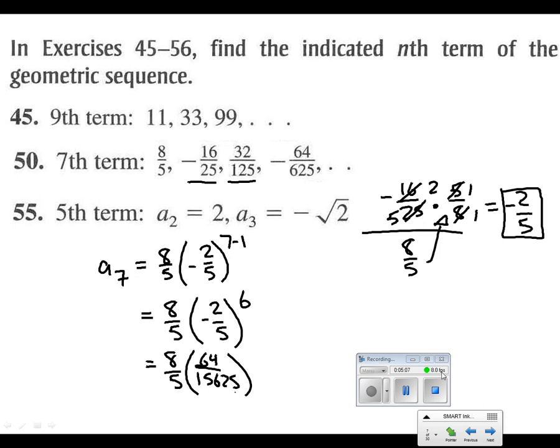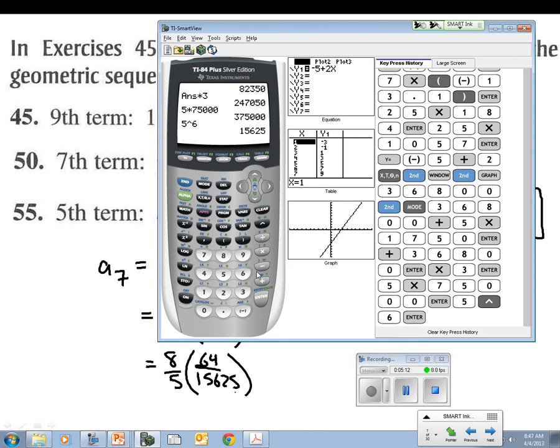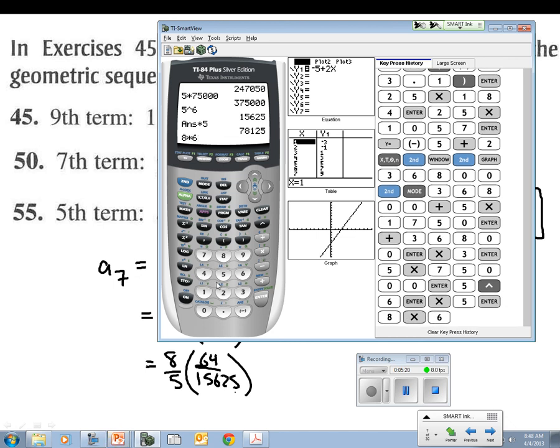Okay, and so we can multiply these out. 8 times 64 in the numerator and 15,625 times 5 in the denominator. So 512 over 78,125.